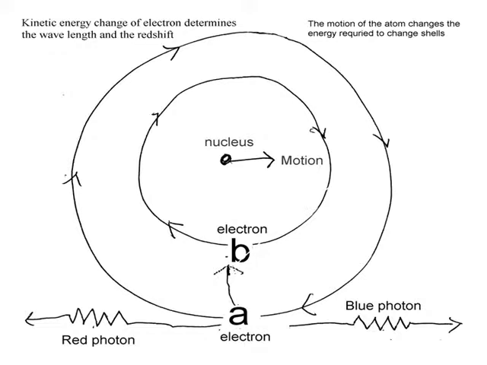When a photon leaves the atom in the opposite direction from the motion of the atom, it is redshifted because the energy difference between the electrons in the two shells is less than when the atom is not moving. For blue shifting, the energy requirement is greater for photons leaving in the same direction as the atom's motion.